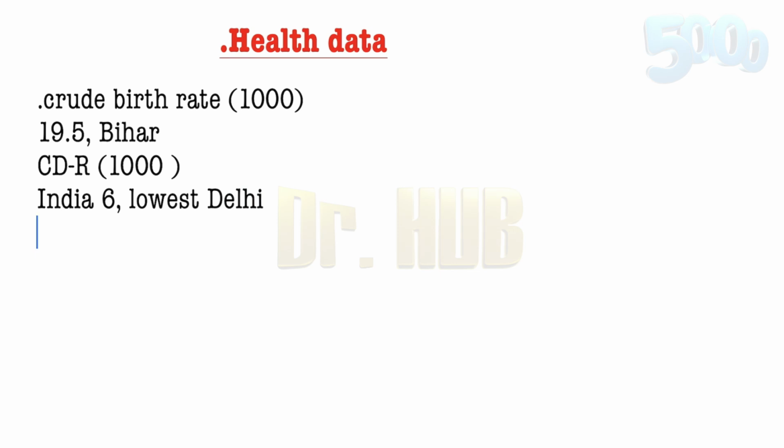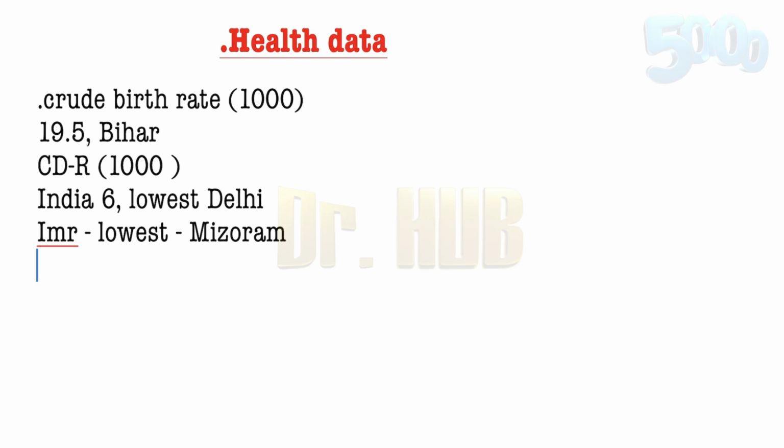Moving on to the infant mortality rate. Infant mortality rate is per 1000 live births, and in India it is 28. The highest is in Madhya Pradesh, and the lowest is in Mizoram. In Mizoram it is 3, and the highest in Madhya Pradesh is 43. This is the infant mortality rate.